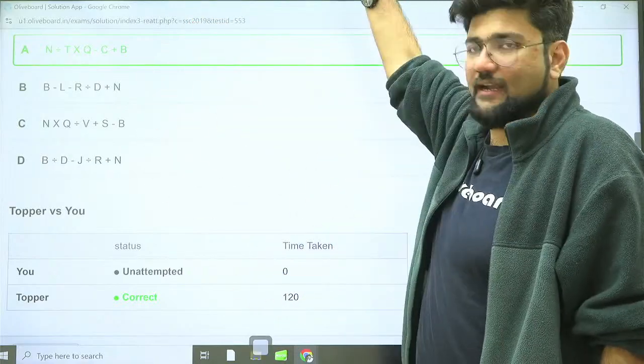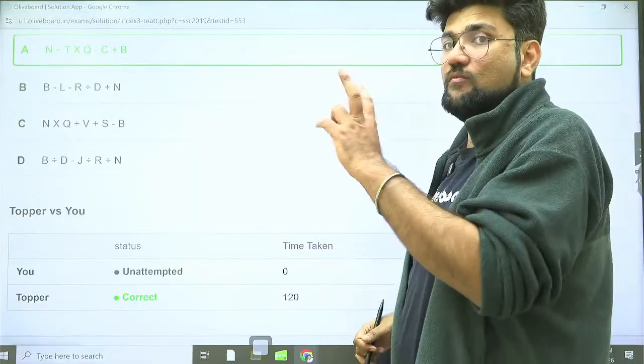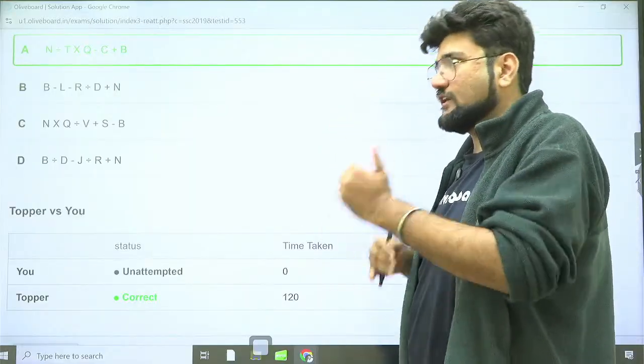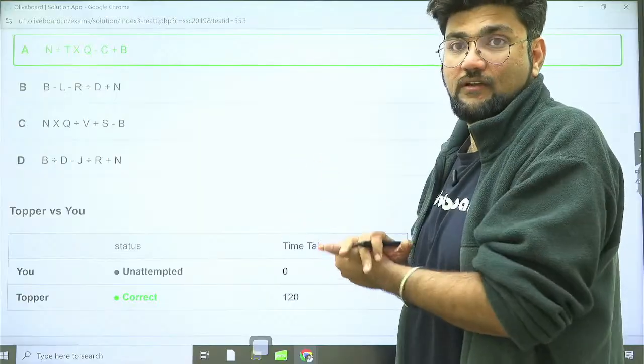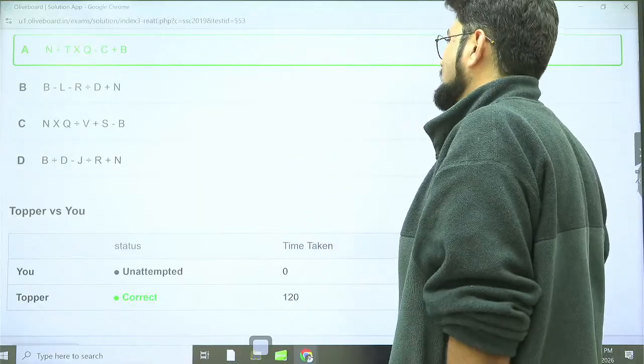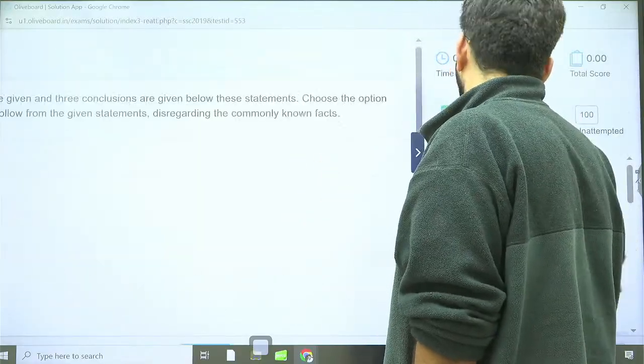Probably he's coming from the end and that is why. But despite that, 2 minutes is too much. Even if you draw the tree for each option, you should be done within or almost around a minute and a half. Not more than that. If you're doing that, that means your practice is not good.